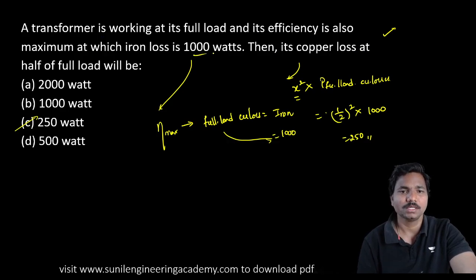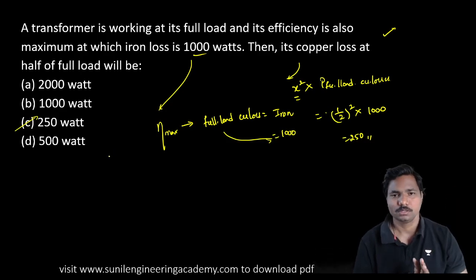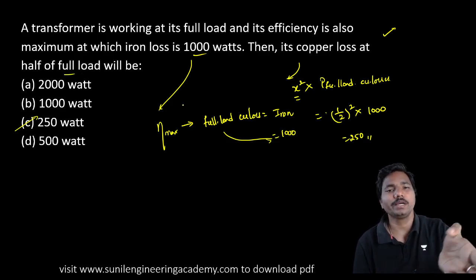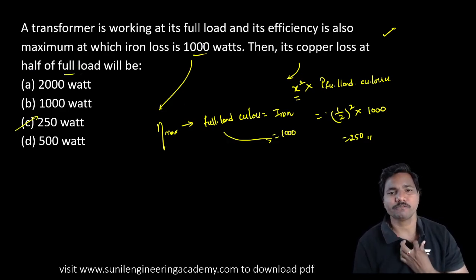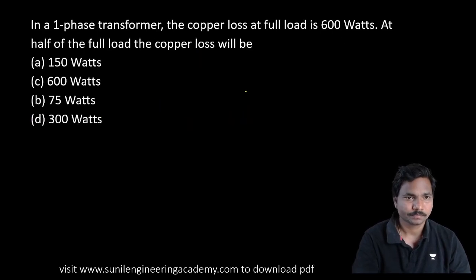At maximum efficiency, iron losses are 1000, which means copper losses are also 1000. At any load, they are asking for load squared into that value. So half load means half squared into 1000, that is 1000 by 4, which is 250. So without a pen we can give the answer.